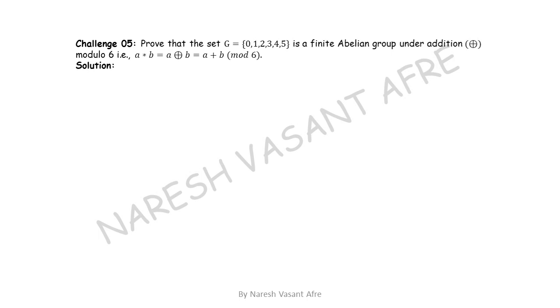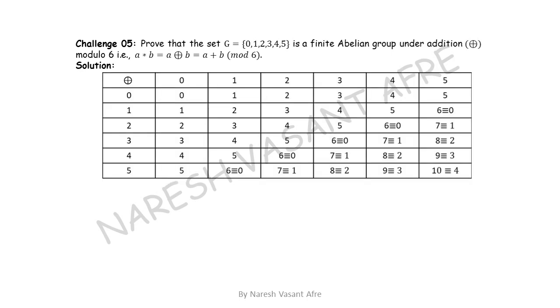Now, as this G contains finitely many terms, it's better to draw a table, and it is drawn in this way. Here I have written 6 is congruent to 0 because 6 is congruent to 0 modulo 6. 7 is congruent to 1 because 7 minus 1 is divisible by 6. 8 is congruent to 2 because 8 minus 2 is divisible by 6, and so on. So this is how we complete the table.